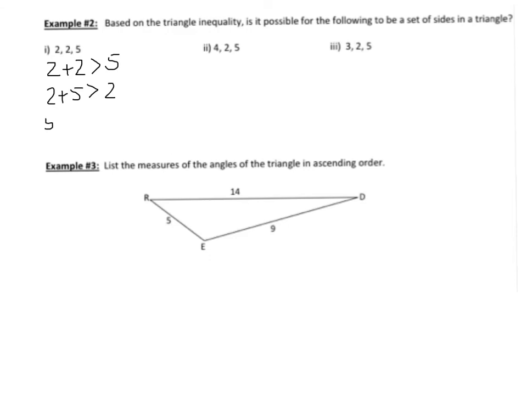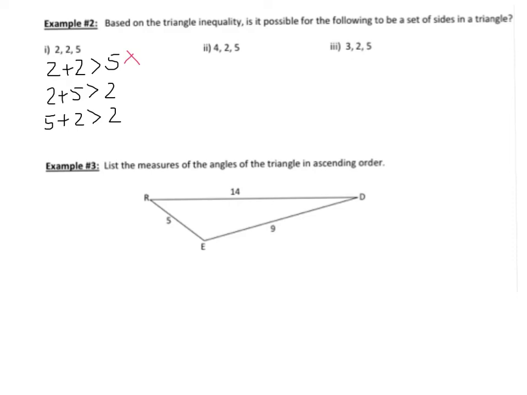Is 5 plus 2 greater than 2? Well, right off the bat, is 2 plus 2 greater than 5? No, it is not. So 2, 2, 5 is not a possible triangle. Cannot make a triangle of 2, 2, 5.